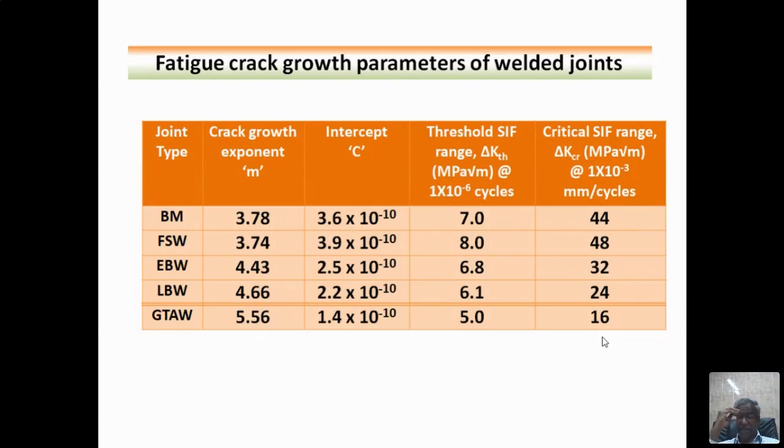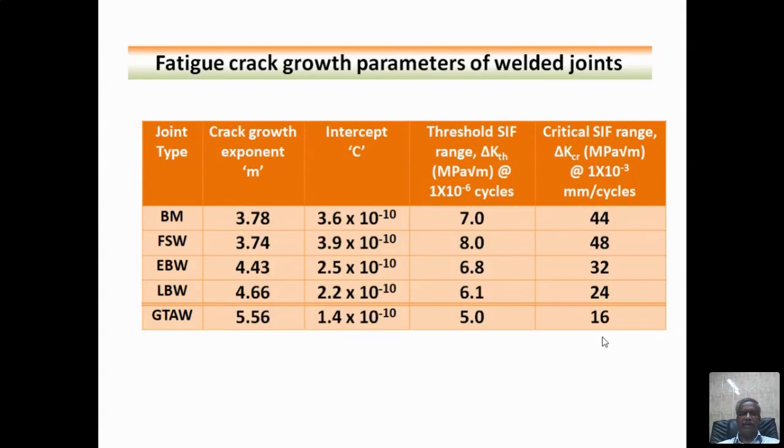They are taking the higher level. But for unwelded metal, normally they use threshold stress intensity factor at 1 into 10 power minus 7 cycle. That means 1 crore cycle. Yesterday also I told 1 crore cycle. So here also it is 1 crore cycle. This is a welded joint, that's why we have taken 1 into 10 power minus 6 cycles. And here the critical stress intensity factor is at 1 into 10 power minus 3 mm per cycle. Okay, mm per cycle.